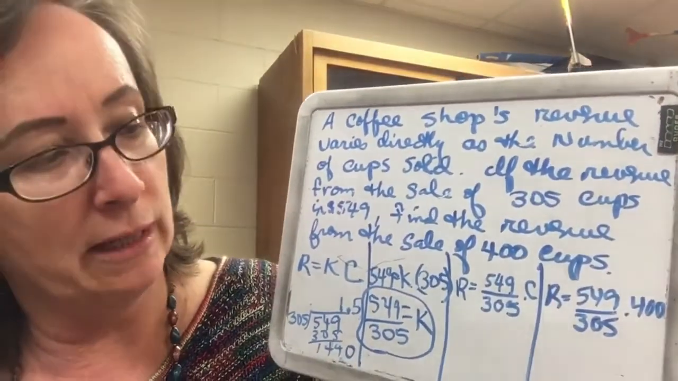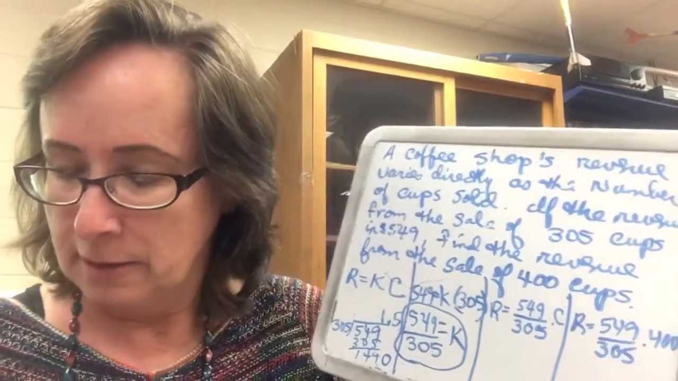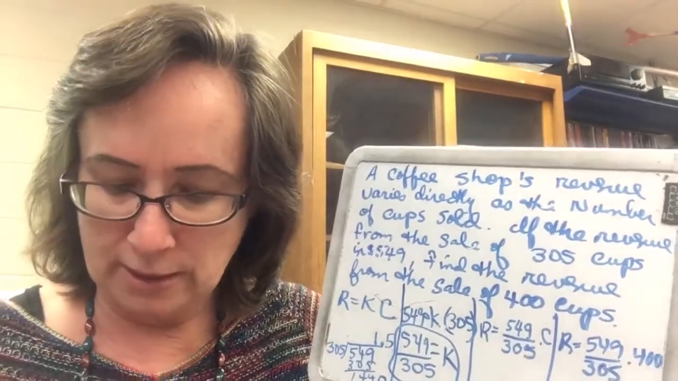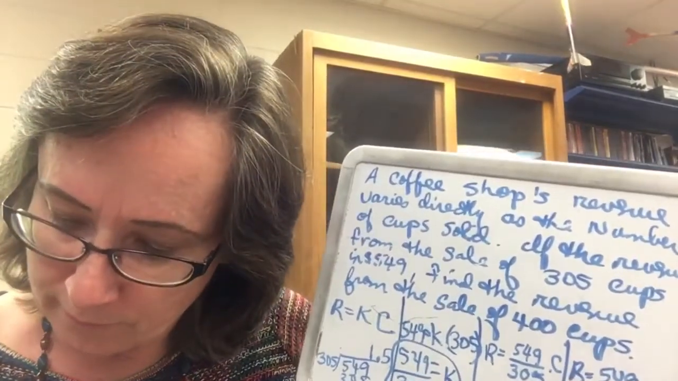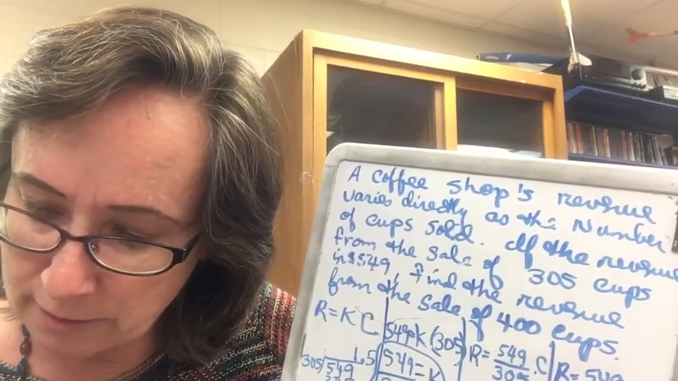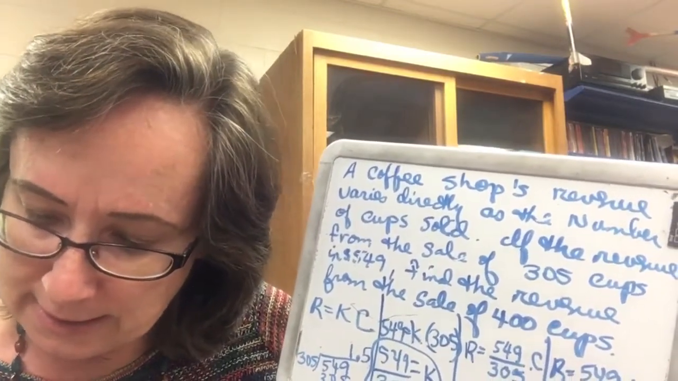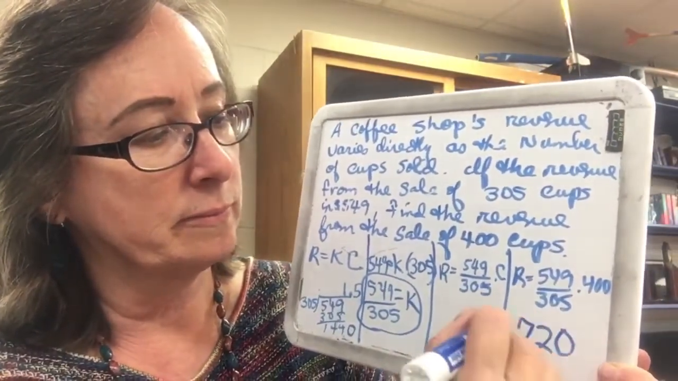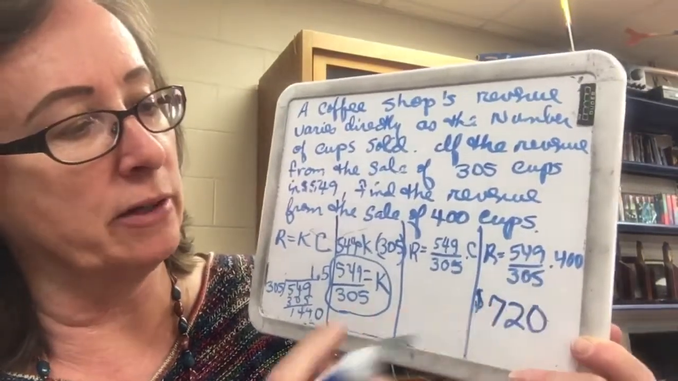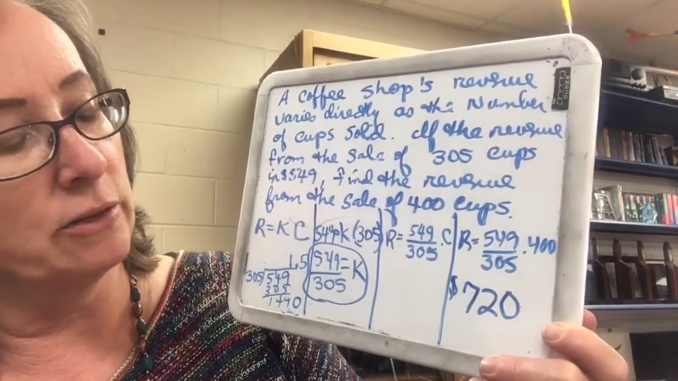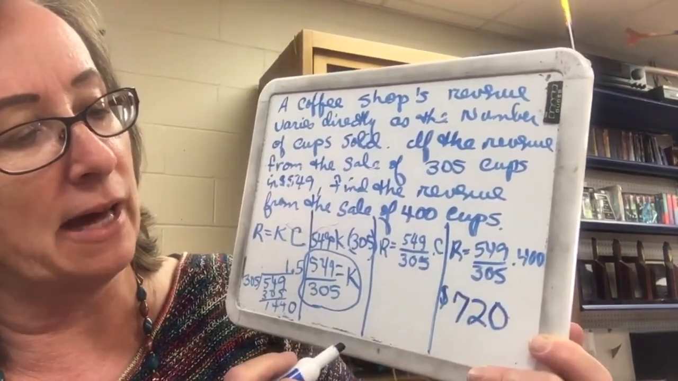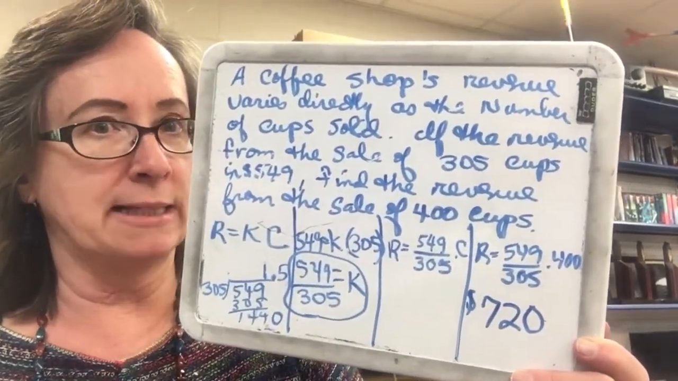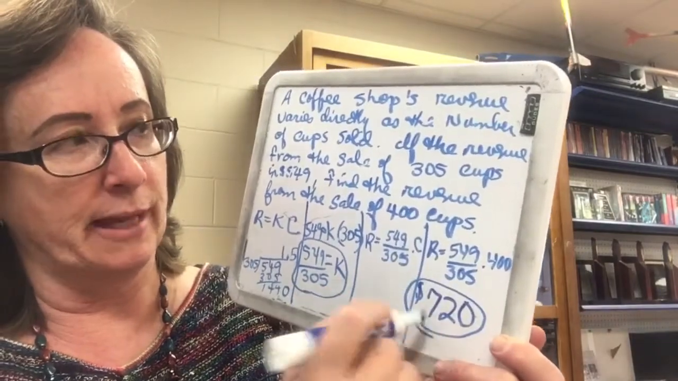Okay, 549 divided by 305. And we should get $720. Okay, $720. So hopefully if you multiply all that out, you're going to get $720. We could cancel this one with this one, cancel out the 5s, but we would have to multiply. Okay? So that's the process, and that should be the answer there.